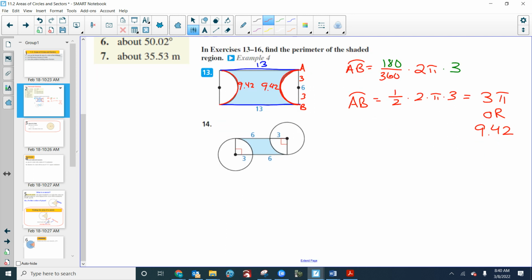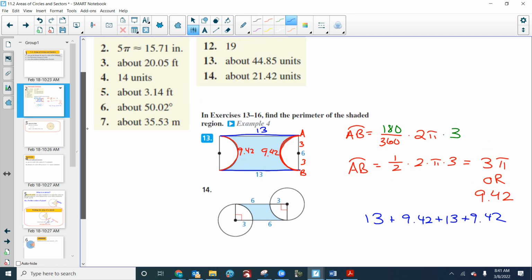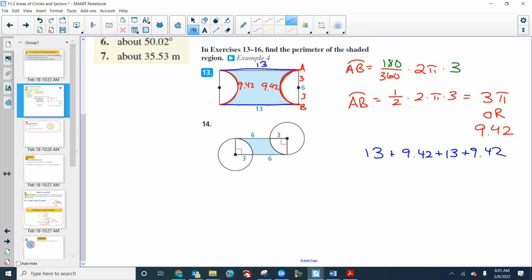Yep. So, ready? To find the perimeter, I go 13 plus 9.42 plus 13 plus 9.42. Working your way around, or just double 13 and double 9.42 and add them together. So 9.42 times 2 plus 26, 44.84. 44.85, really close. Make sense? That's the approach for that one.